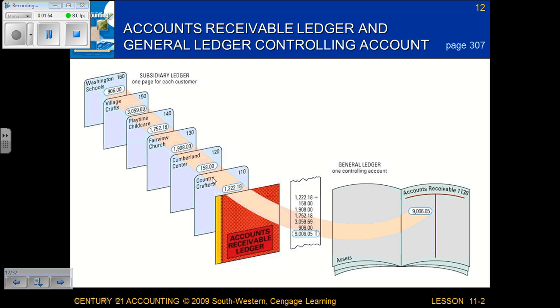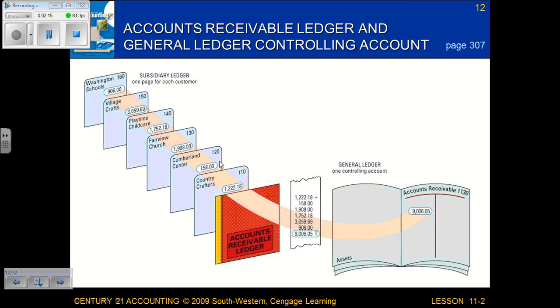You are going to want to try and keep these in alphabetical order. So we're going to start with 110, 120, 130. If we had a new customer come in and want to start charging, and they would have to be alphabetized between Country Crafters and Cumberland Center, we would number them with 115.